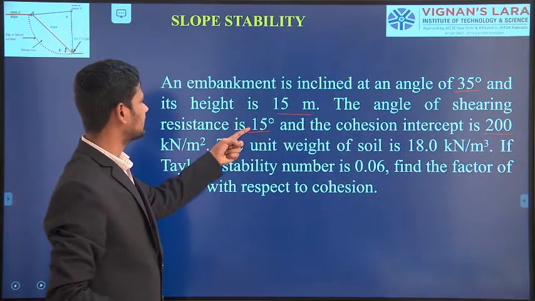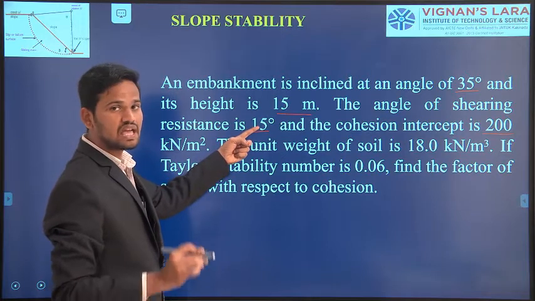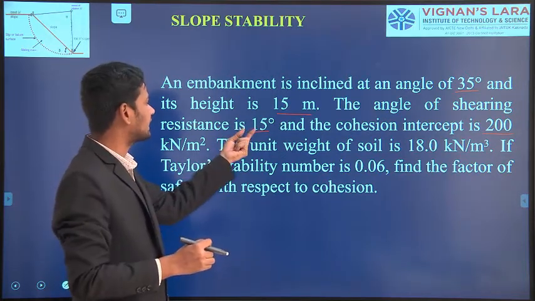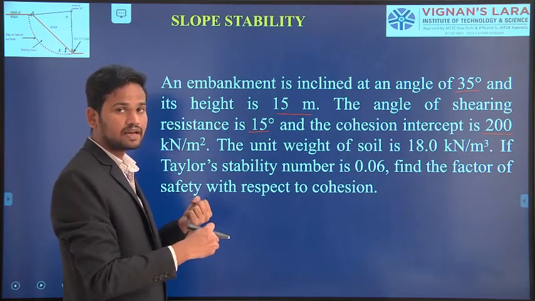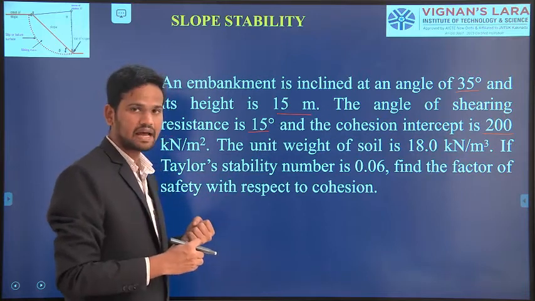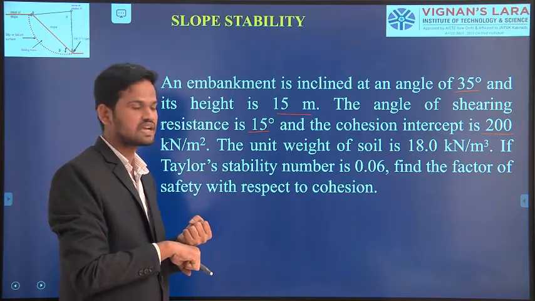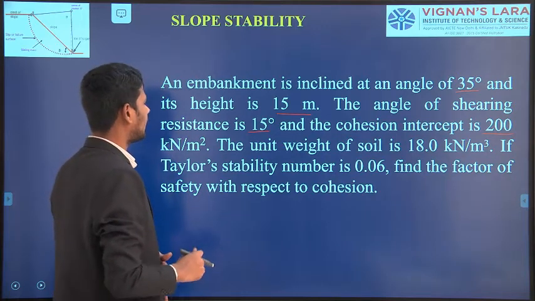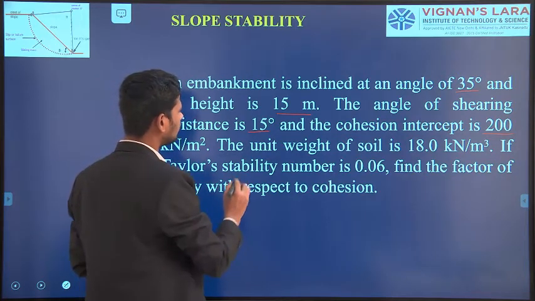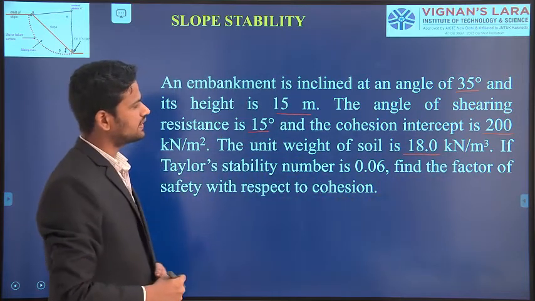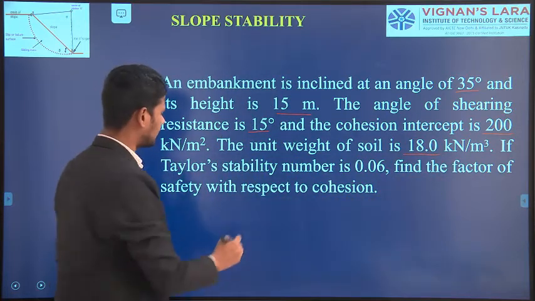Angle of shearing resistance, that means the angle of intersection of the soil mass, how much resistance it has, they are giving as 15 degrees, particle to particle intersection. As well as the cohesion intercept, the particle to particle molecular force of interaction, they are giving as 200 kilonewton per meter square. Again, if you observe here, the unit weight of the soil is gamma equal to 18.0 kilonewton per meter cube.